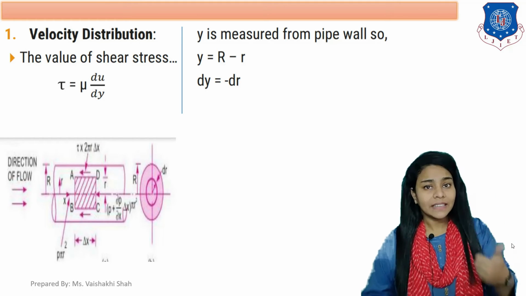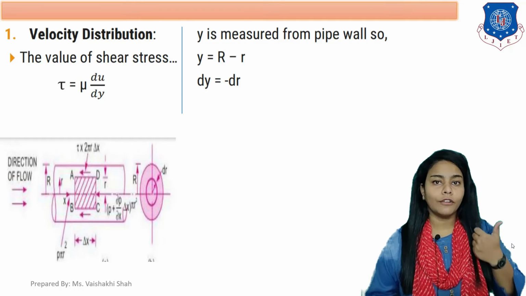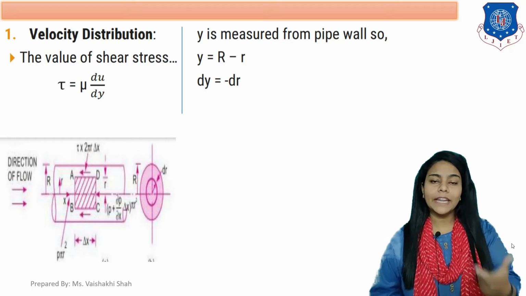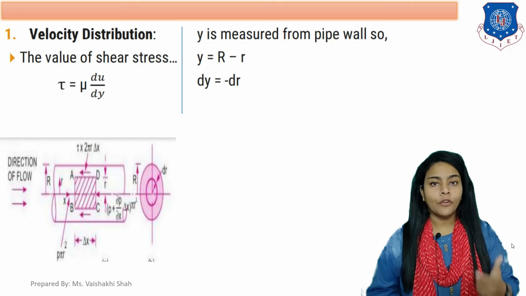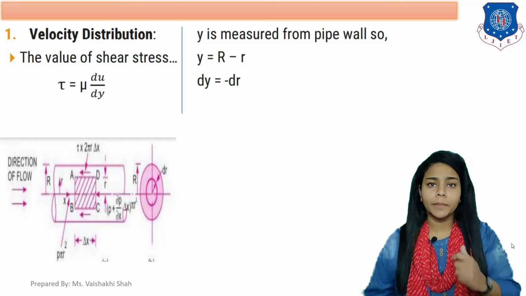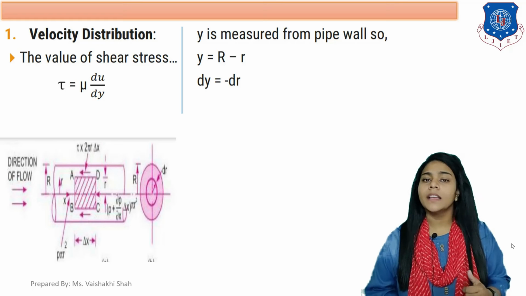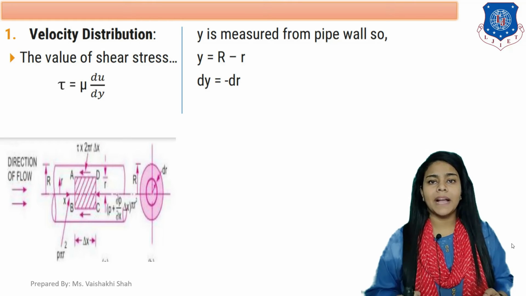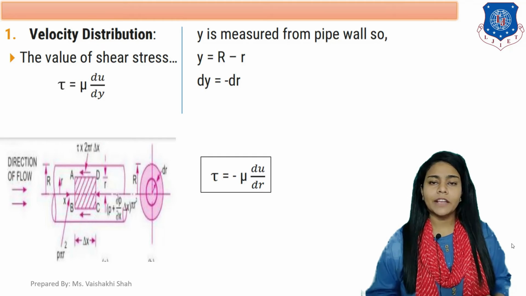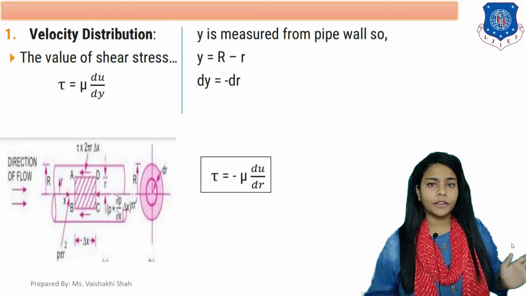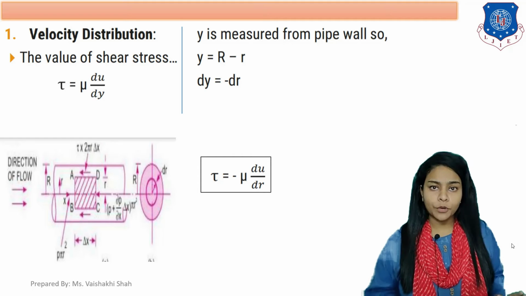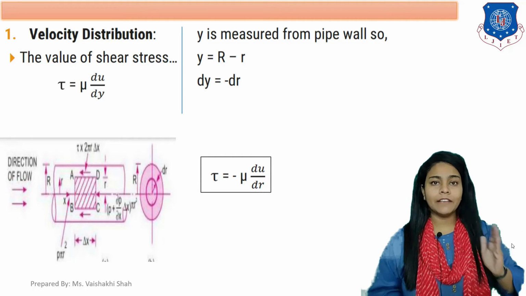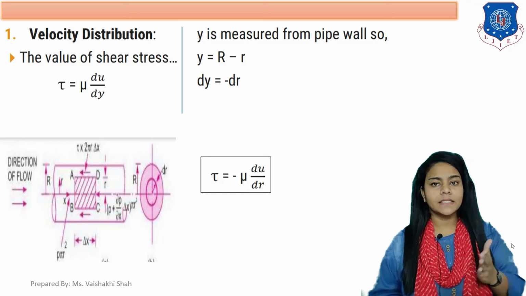Now, see the equation of Newton's law of viscosity, where tau equals mu into du by dy. What if we replace dy by dr? Yes, you can replace dy equals minus dr. So your equation becomes tau equals minus mu into du by dr. We replaced dy by minus dr.